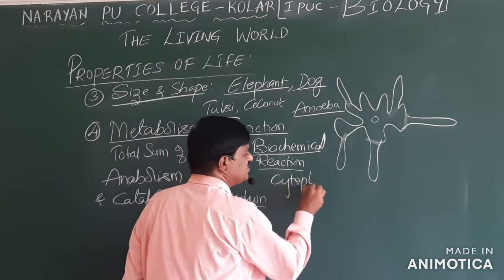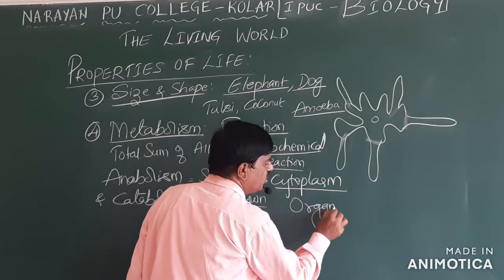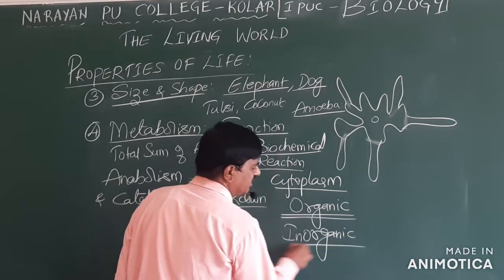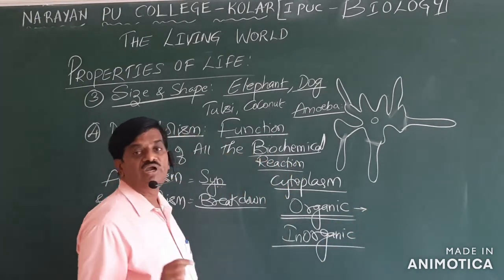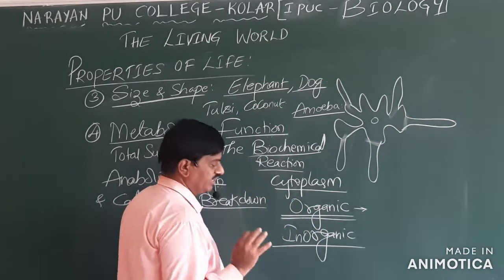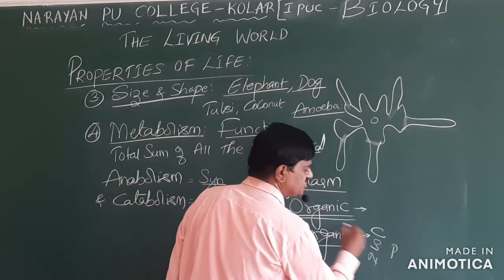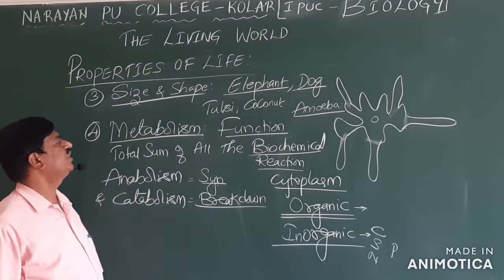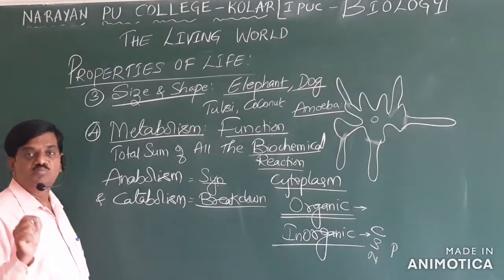Now, in the cytoplasm of a cell, both organic and inorganic chemicals are present. In the presence of organic and inorganic compounds, the cell undergoes function. In biology, organic components are called reserve foods. Carbohydrates, starch, proteins, all that comes under organic. Inorganic includes carbon, hydrogen, oxygen, sulfur, nitrogen, phosphorus. Together, they undergo functioning of a cell. That functioning of a cell is called metabolism. Whereas in non-living, there is no metabolism at all. So all the living organisms undergo metabolism.